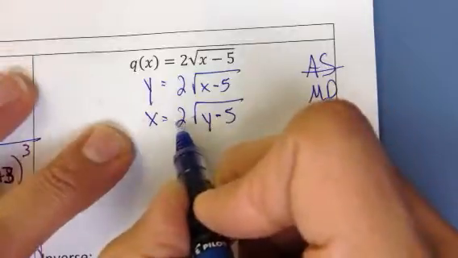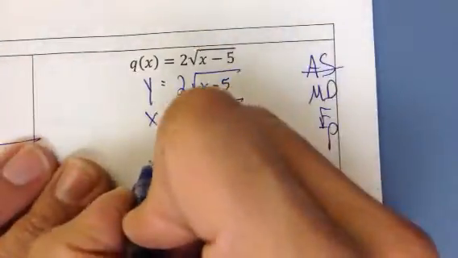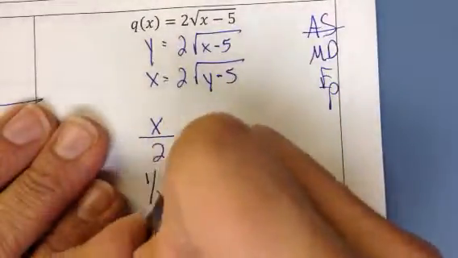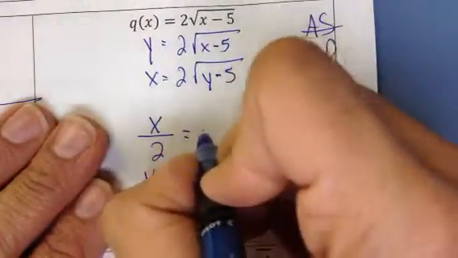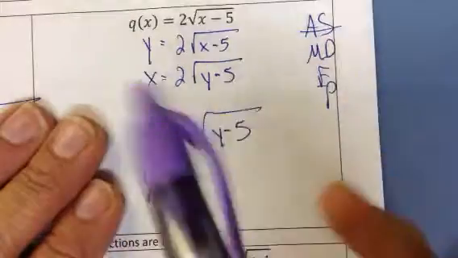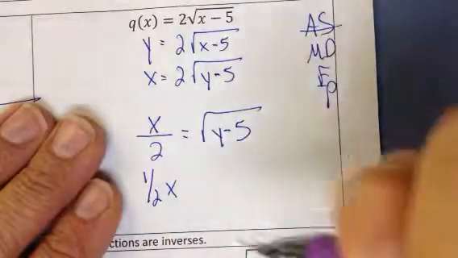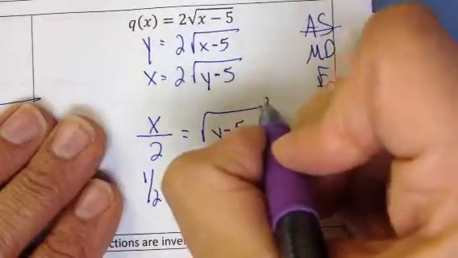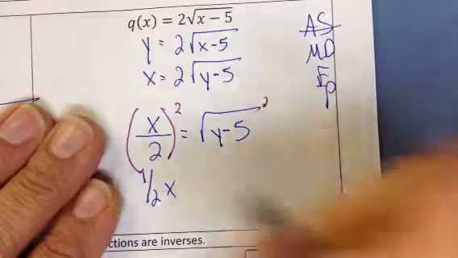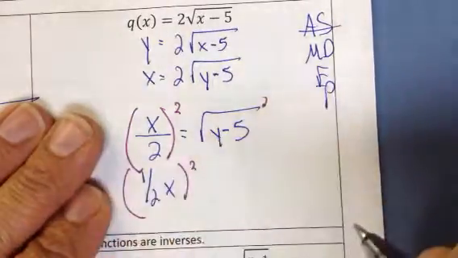So I'm going to move the multiplying. Since they multiplied by 2, I'm going to divide by 2. So x over 2. You could also write it as 1/2 x if you want, doesn't matter. With the square root over here. And now to get rid of the radical, to undo a square root, I'm going to square both sides. And that means I'm going to square all of this.